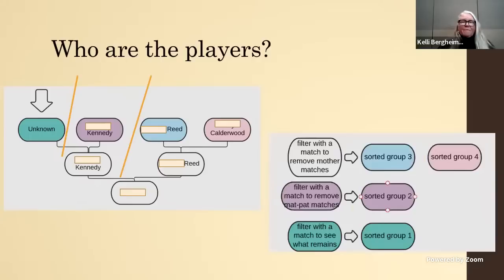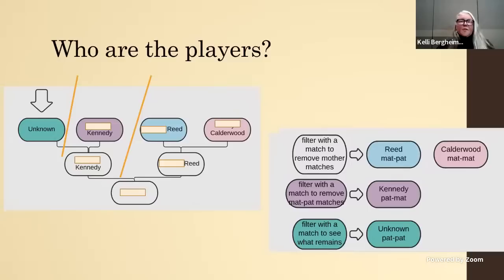So if you want to filter to remove mom's matches, that takes out the Reeds and the Calderwoods. Then you filter to remove father's mother, and we get the second group. And then we want to see what remains. That gives us our group that are all related to that paternal grandfather. These are the kind of things that I include in a research report: screenshots showing the relationships.